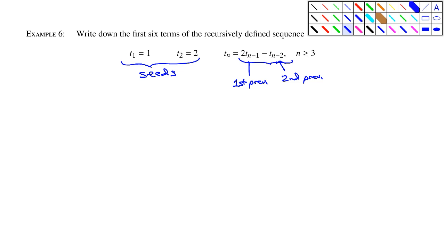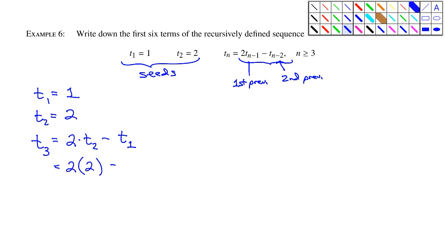So let's write down the first 2 terms here. T1 is 1, T2 is 2. Let's compute T3, and that would be 2 times T sub 2 minus T sub 1. That is equal to 2 times 2 minus 1. 2 times 2 is 4, minus 1 is 3. So T sub 3 is equal to 3.